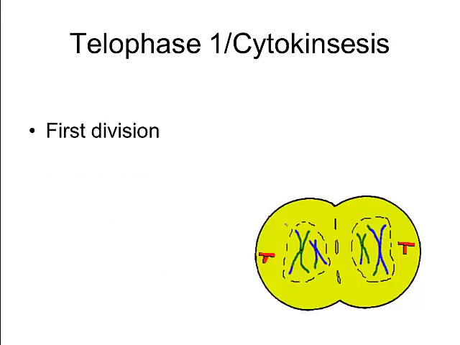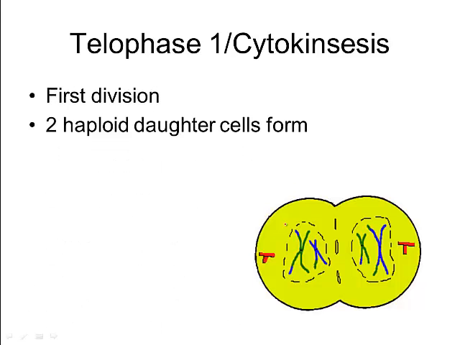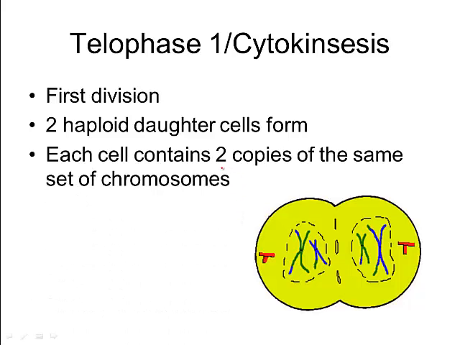Okay, so telophase 1 and cytokinesis, this is the first division that's going to happen, and we're going to end up with two haploid daughter cells forming. So we had started out with a cell that had 4 chromosomes in it, and now these two cells only have 2 chromosomes in them. The problem is that they're still in their duplicated form. So because they're still in their duplicated form, we can't pass them on. We have to divide them again. Each cell now has 2 copies of the same set of chromosomes. We have 2 copies of this big chromosome, and we have 2 copies of this little chromosome. And again, you don't want to pass on 2 copies of the chromosome. You want to only pass on 1. So we have to do the second round of division.